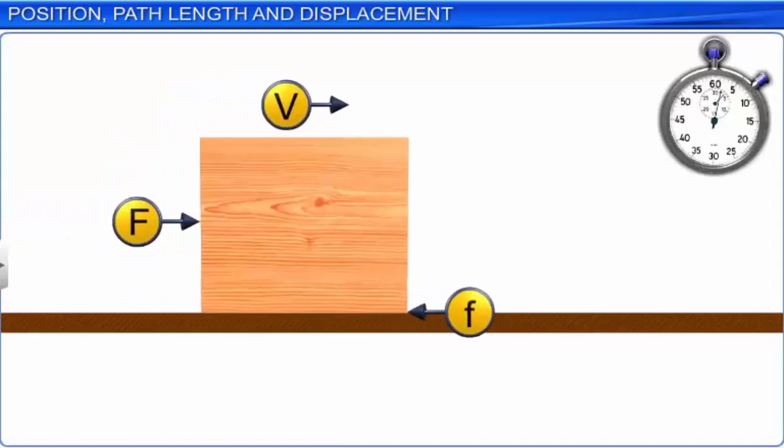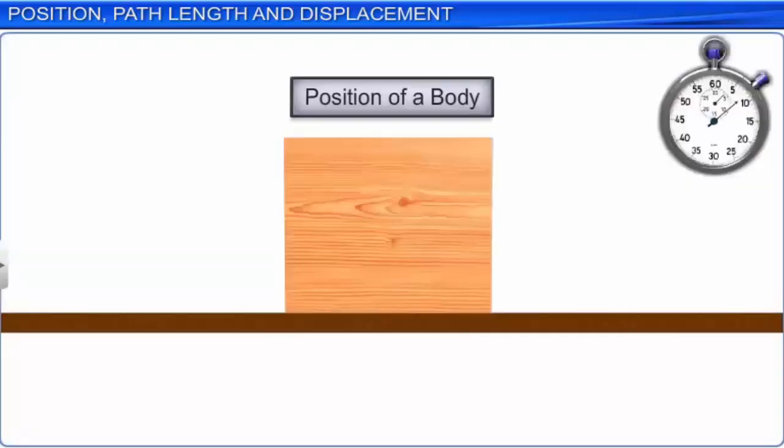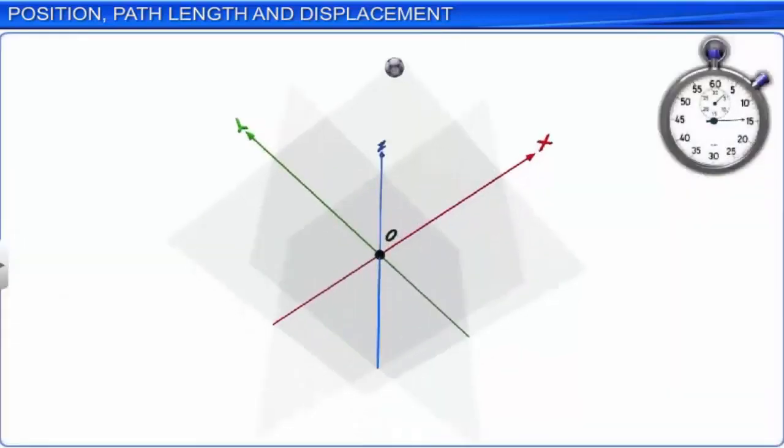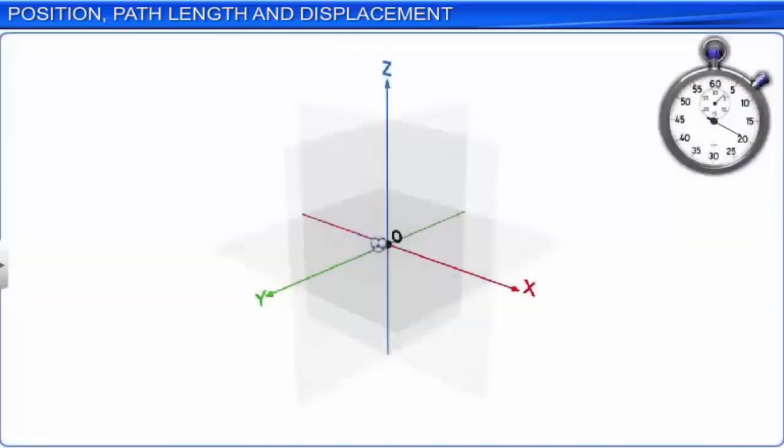In kinematics, we study the motion of bodies without considering the forces that cause the motion. Let us first understand what is meant by the position of a body. The position of a body in space is denoted by three coordinates: x, y, and z.